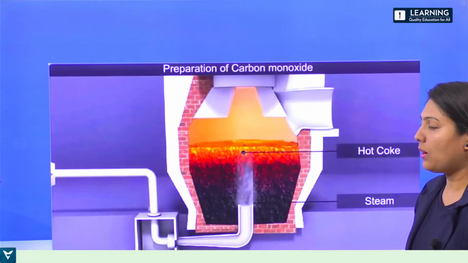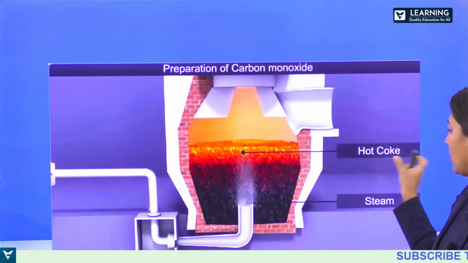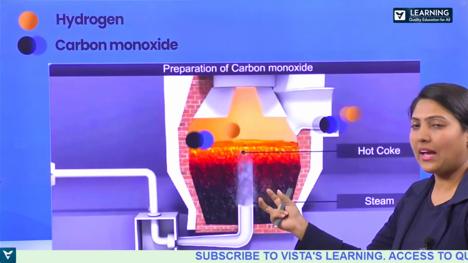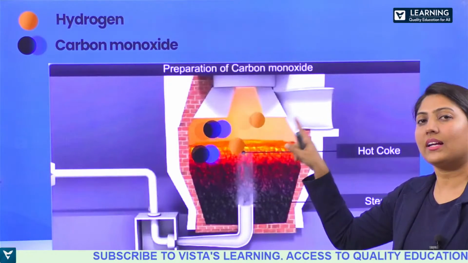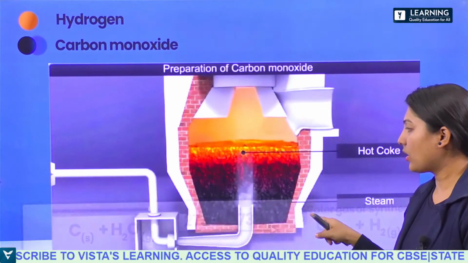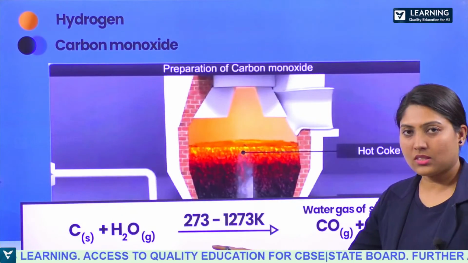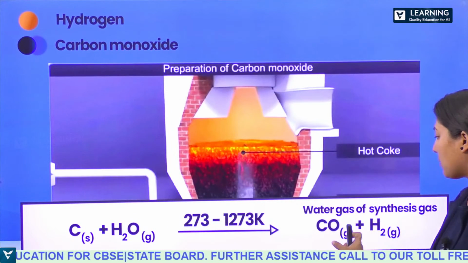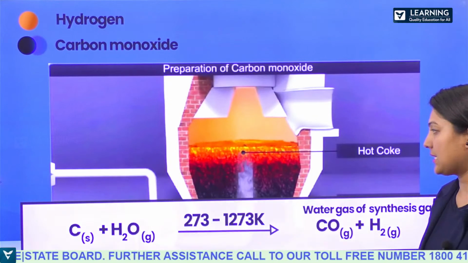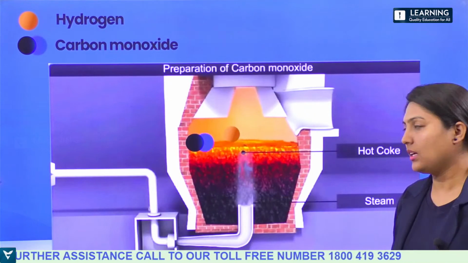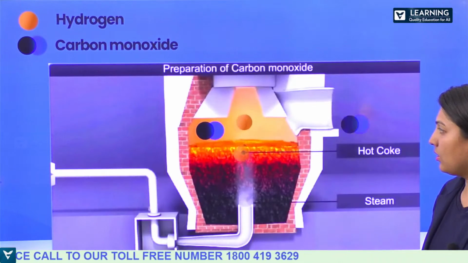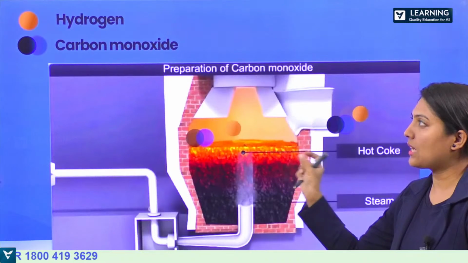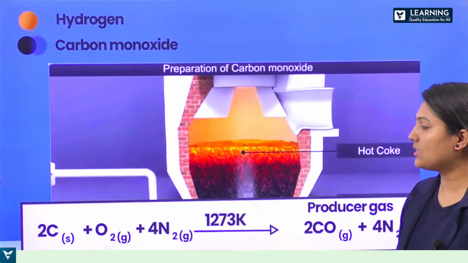For preparation of carbon monoxide, you can see we have hot coke and steam. When it is produced, what happens? Steam reacts with coke, and we get carbon monoxide because water steam contains oxygen. So carbon reacts with H2O to give carbon monoxide and hydrogen gas at 273. Hope you can see the blue and black color which is coming out. That is carbon monoxide, and the orange colored one is hydrogen.